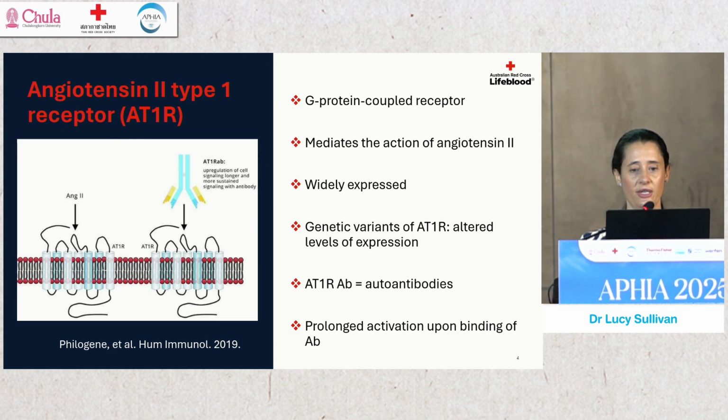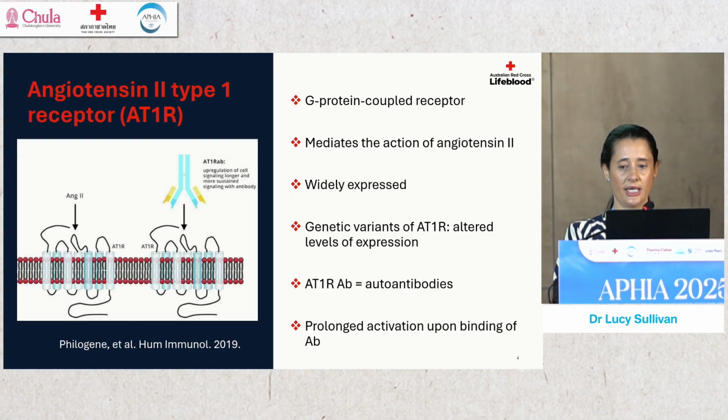AT1R is found in multiple tissues and organs, including vascular endothelial cells, smooth muscle cells, as well as inflammatory cells, and in tissues including the brain, lung, heart, liver and kidneys, all of these things that we obviously transplant in solid organ transplantation. There are also genetic variants of AT1R that can result in altered levels of expression, and environmental factors such as inflammation can also influence its expression.